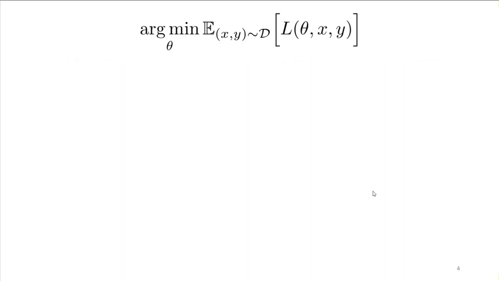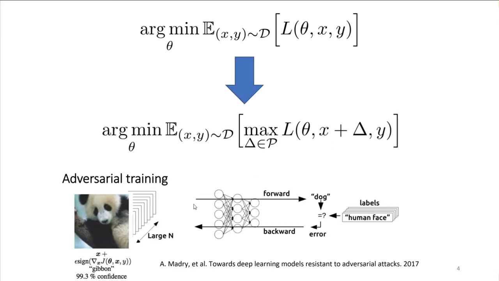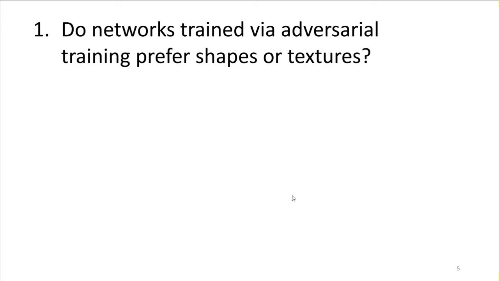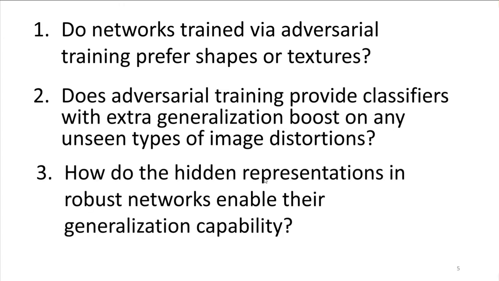To solve this issue, we can use adversarial training. Instead of minimizing the loss of original images, we now minimize the loss of the adversarial examples. Networks trained to correctly label the adversarial examples are called robust networks. Here are 3 interesting open questions for robust networks regarding their preference for shapes and textures, their generalization capabilities, and their hidden representation inside the networks.